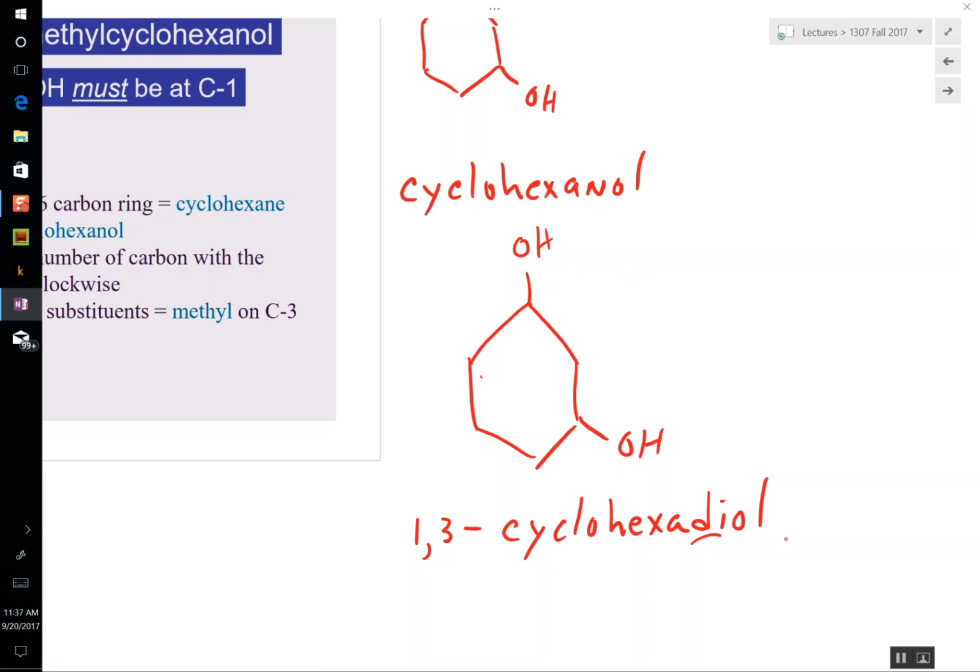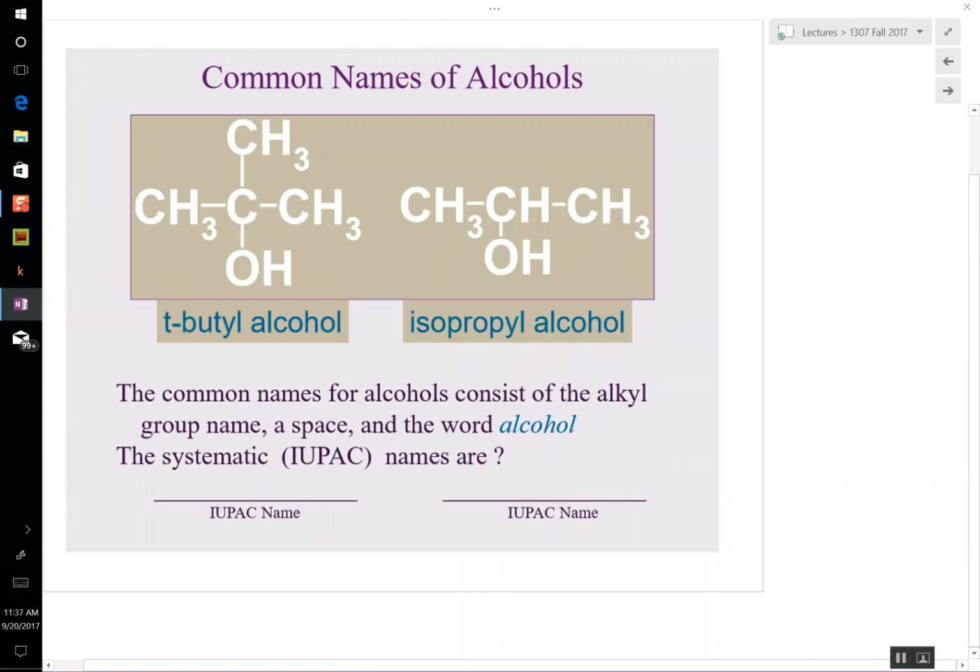Okay? But if there's only one of them, if it's cyclohexanol with a chloro group on it, or methyl, or 2 methyls, or whatever, I know that I'm going to start counting that ring from where the OH is. That's going to be the carbon 1. So that's what you put for how many OHs there are. So if there were 3 hydroxyls, it would be cyclohexatriol? Yeah.